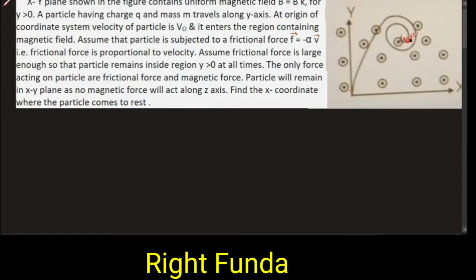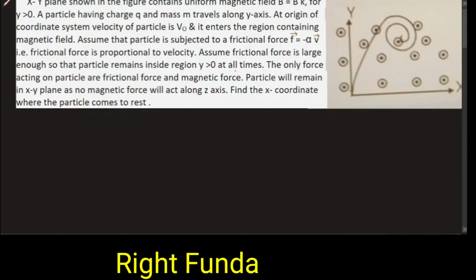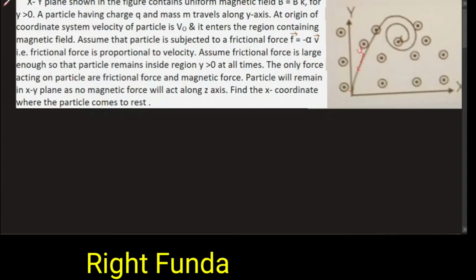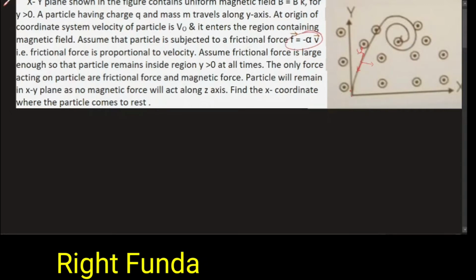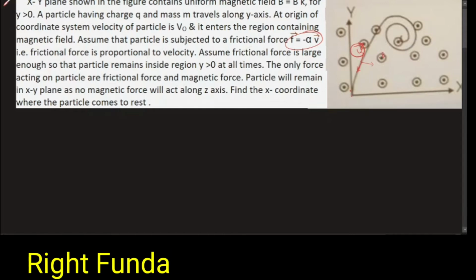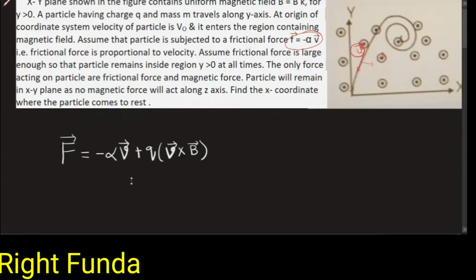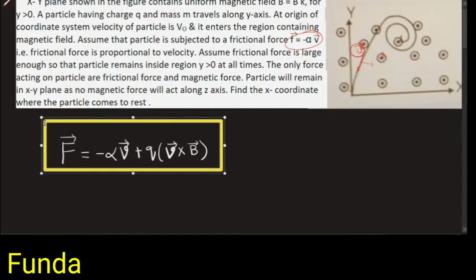So what is happening? Let's see. What are the forces acting on this particle? There are two forces acting. Suppose v is the velocity of the particle. One force is the frictional force, and the other is the magnetic force. The frictional force is given like this, and the magnetic force depends upon the velocity of the particle and also the magnetic field. The force acting is q v cross B. So if I write both forces, F is equal to minus alpha v plus q v cross B. That is the vector sum of both forces I need to consider, and this is the net force acting on the particle.